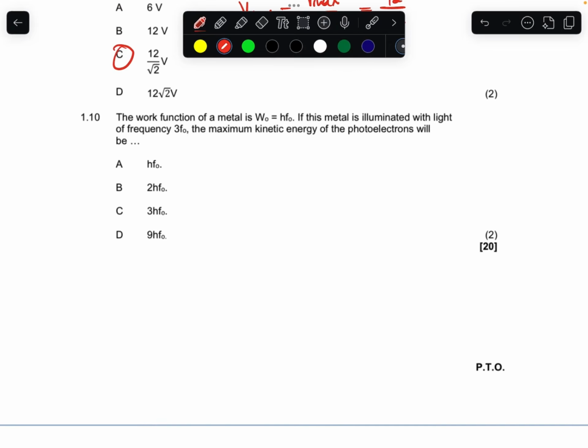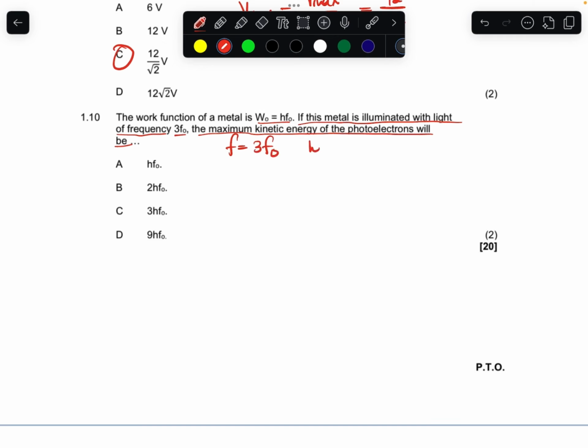Now let's look at 1.10. It says the work function of a metal is that. That's the equation for the work function. If this metal is illuminated with light of frequency that is 3 times the threshold frequency, the maximum kinetic energy of the photoelectron will be. So now they say the frequency of the light that is used there is 3 times the threshold frequency.